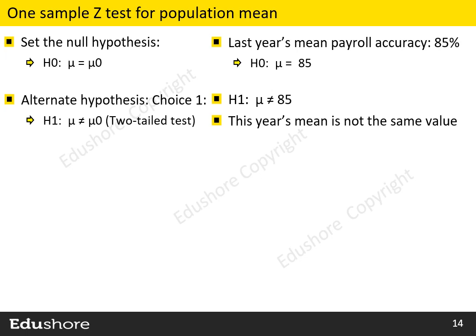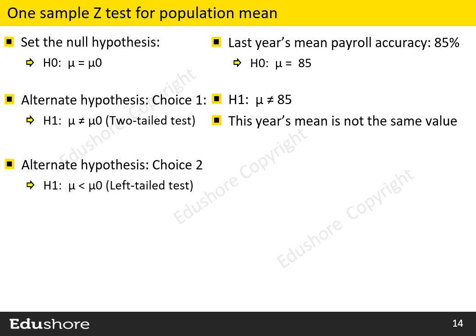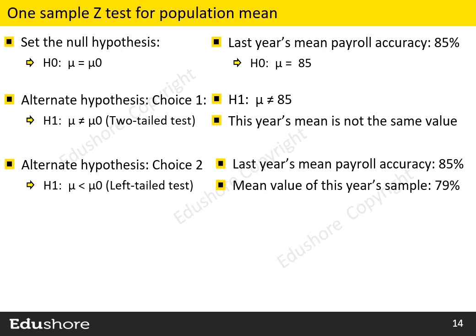Here is the second choice, or the second alternate hypothesis. It is stated as follows. H1 is mu is less than mu naught. This is called a left-tailed test. For example, last year's mean payroll accuracy is 85%, and the mean value of this year's sample is 79%. So, for this example, the alternate hypothesis statement is as follows. H1 is mu is less than 85, which means we are proposing the alternate hypothesis as the current year's mean mu is less than last year's mean mu naught, which is 85.